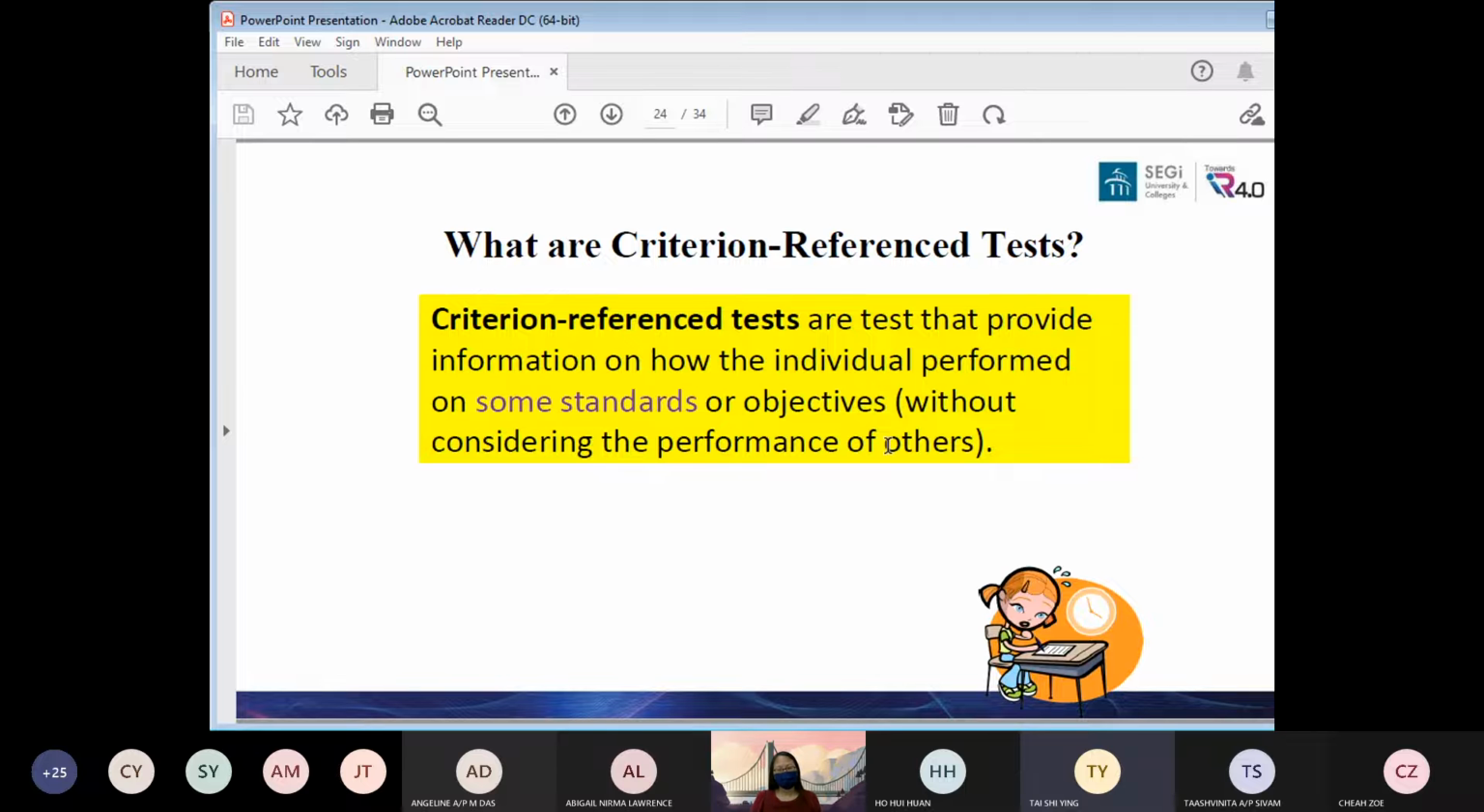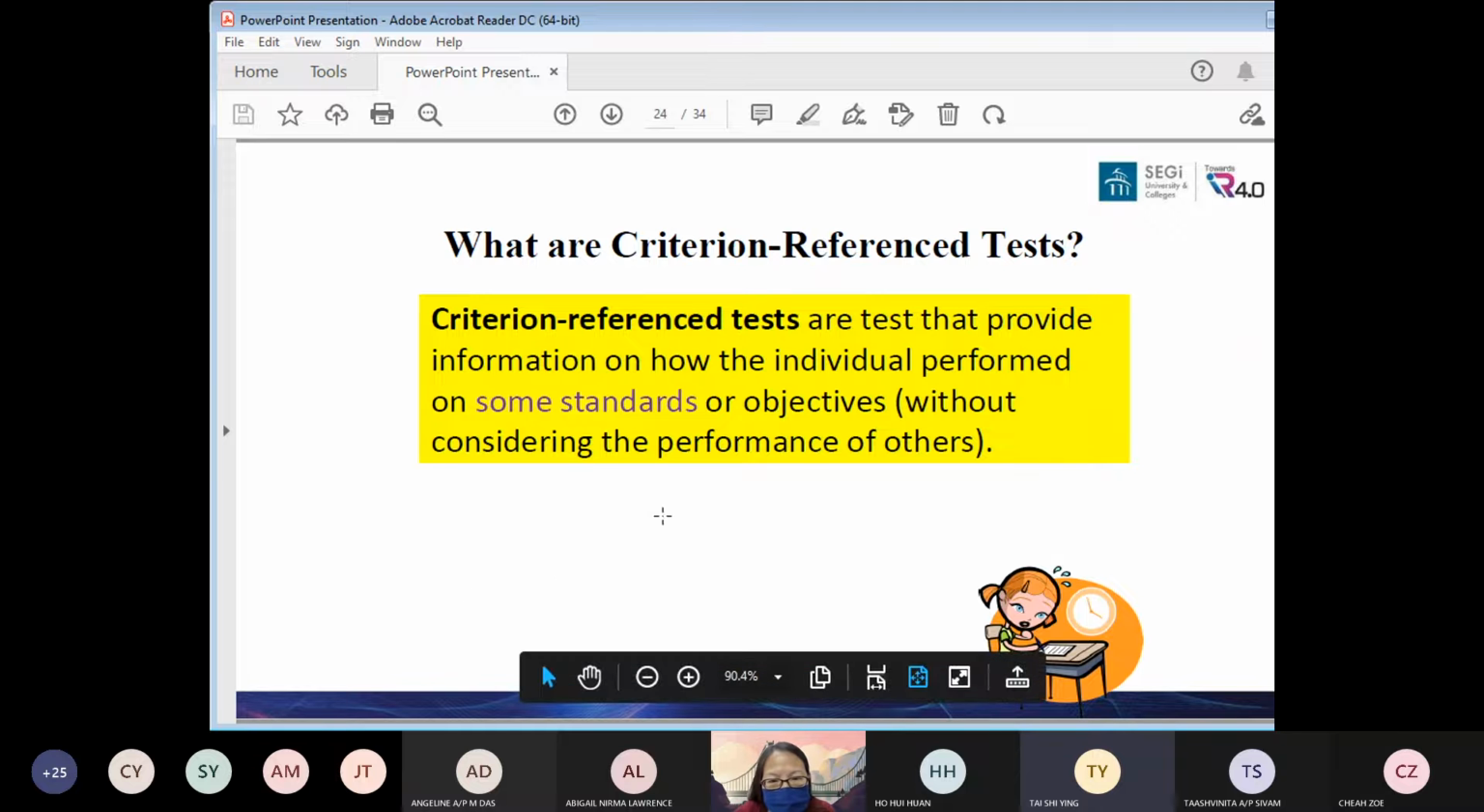Yes? Can understand? Yes, Miss. Now, okay? That's great.